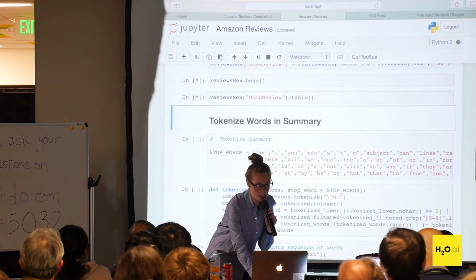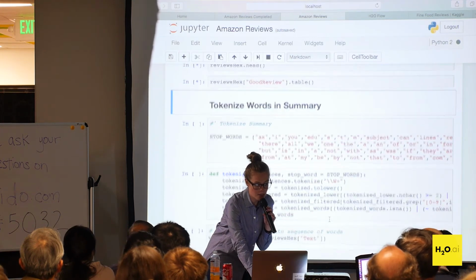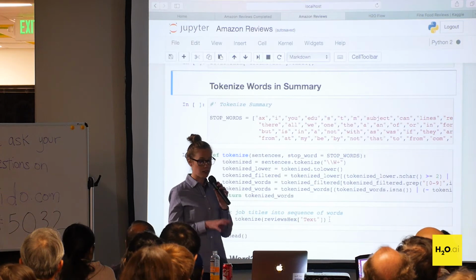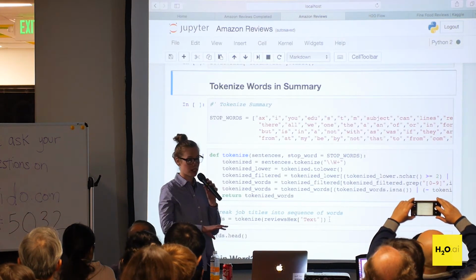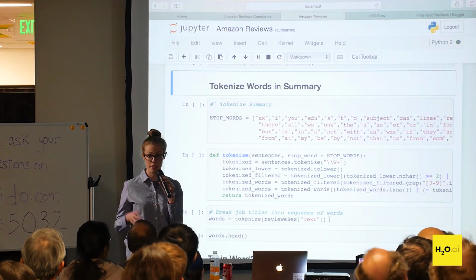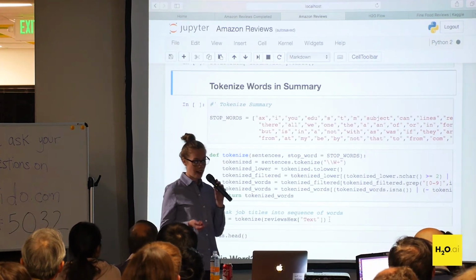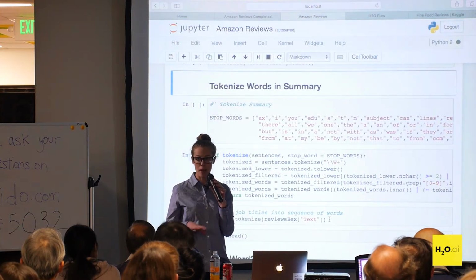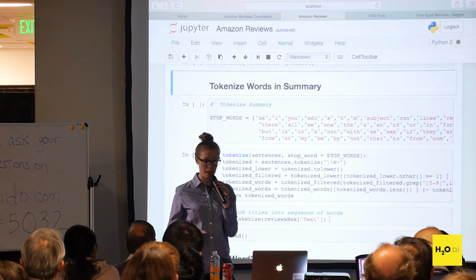While that's running, I just want to talk through the next part. We're going to be tokenizing words. I've first defined stop words. These are all the words that I'm going to say are not to be included in my corpus. These are things like the, I, all, we. These are not helpful. They're commonly in the text, so we're just going to get rid of them.